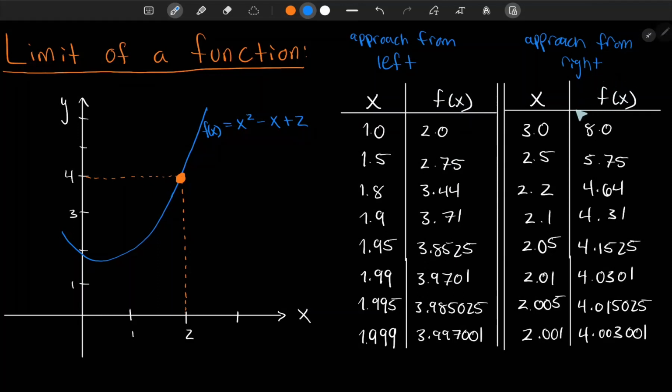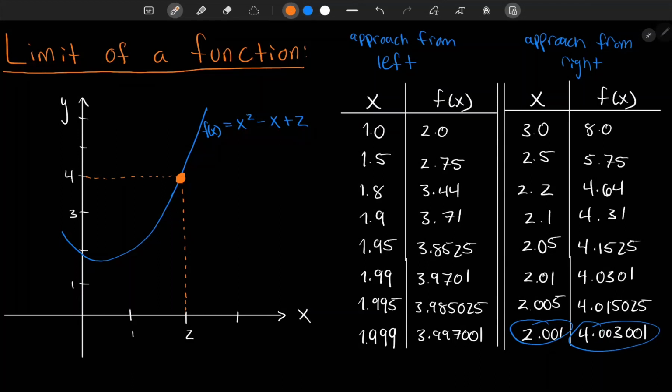And if we approach from the right now, we see that as the x values get closer and closer to 2, so we're originally at 3, and we go all the way down to 2.001. So at 2.001, we're very close to 2. And we see for the f values that they get progressively closer to 4. So when x is very close to 2, specifically when it's 2.001, we have an f value of 4.003. So that's very close to 4.